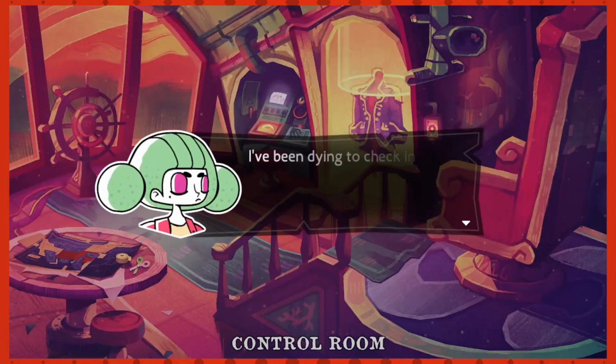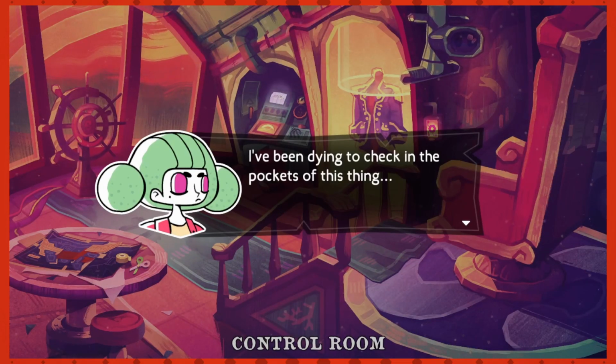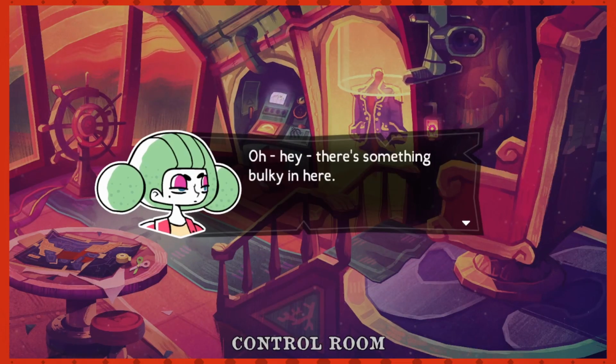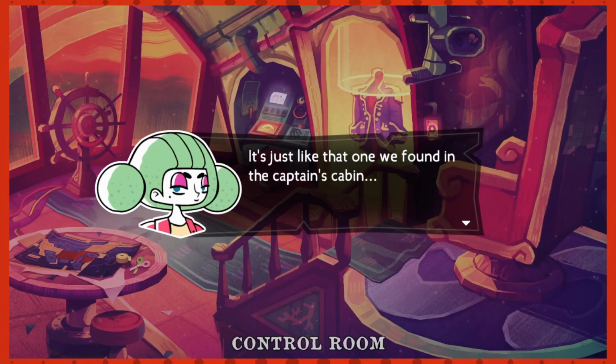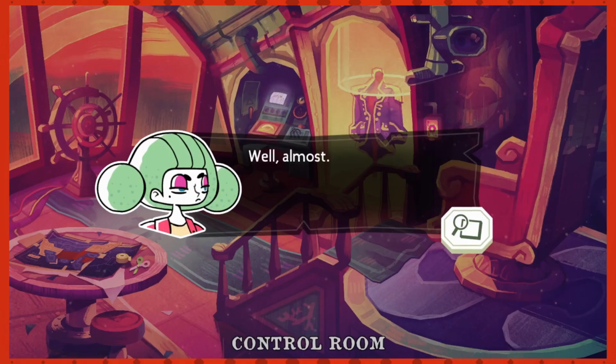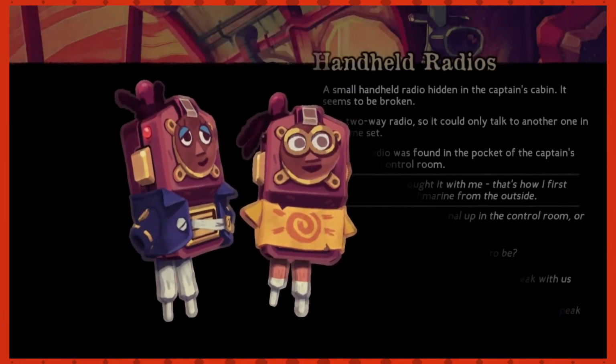Let's check out the jacket. I've been dying to check in the pockets of this thing. Oh, hey, there's something bulky in here. Ooh, it's a radio. The other radio! Just like that one we found in the captain's cabin. Well, almost. So that's how she heard something. Yes.